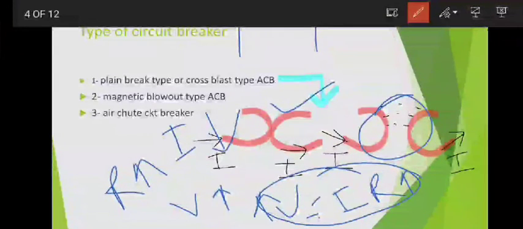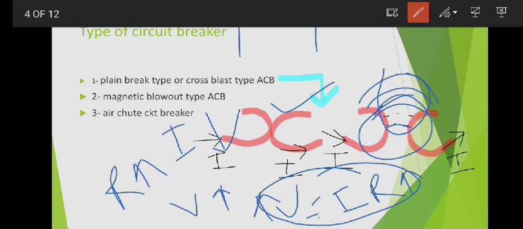So here in the plain break type or cross flash type circuit breaker, by increasing the resistance and increasing the voltage, due to the increasing voltage, since it is inversely proportional, the current will decrease. So our arc can be lengthened here, in this region. So the arc can now be lengthened and will be easily extinguished. So it is used in transformers only and low voltage applications only.